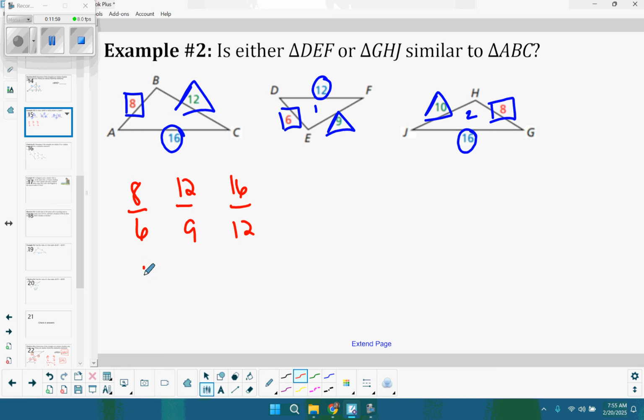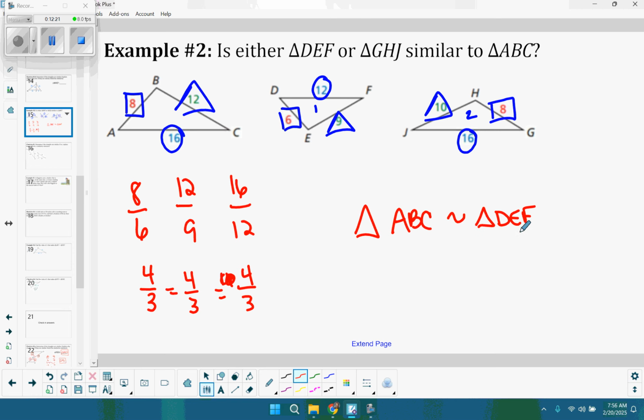So 8 over 6 is 4 over 3. 12 over 9 is 4 over 3. And 16 over 12 is 4 over 3. So they're all equal. So these are the 2 that are similar. DEF is the one that's similar to ABC. So triangle ABC is similar to triangle DEF.